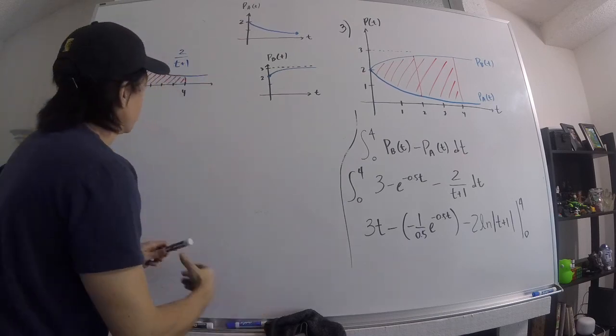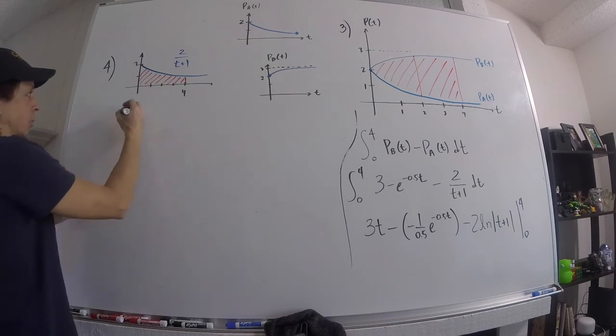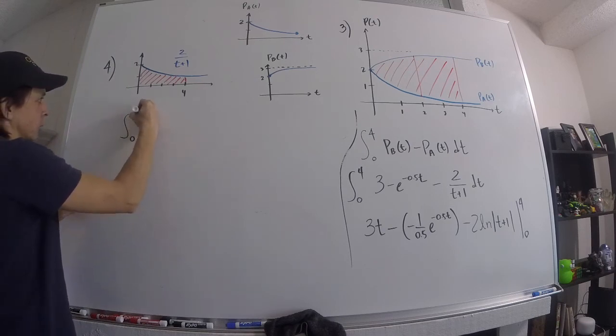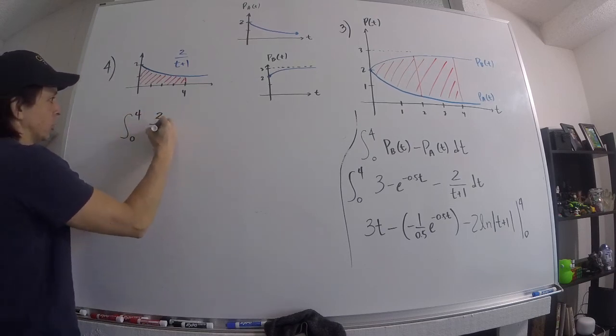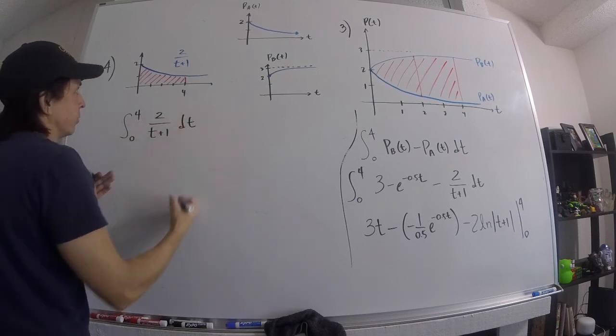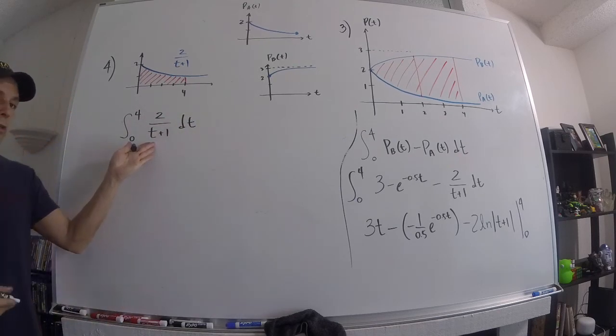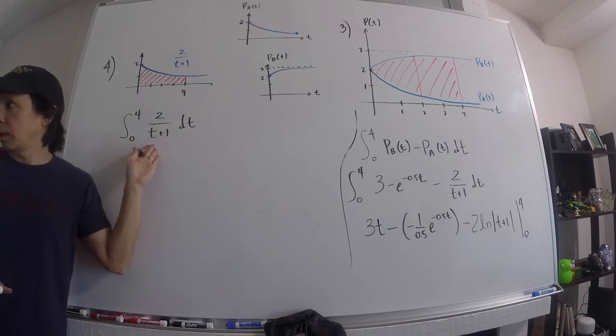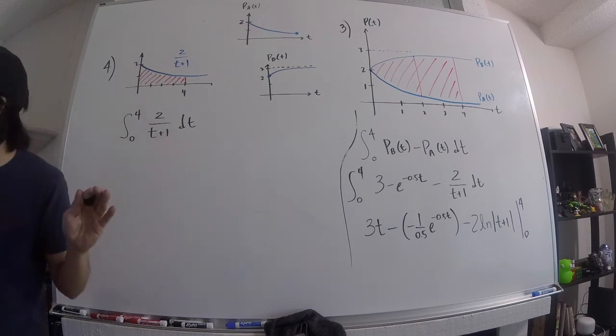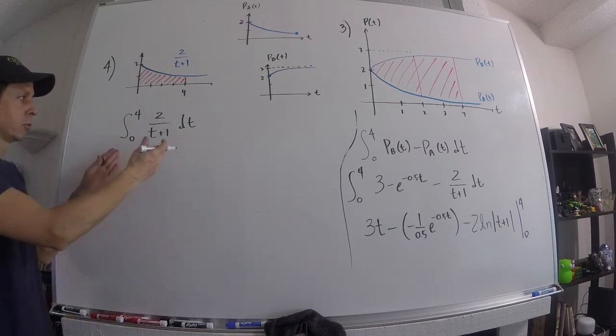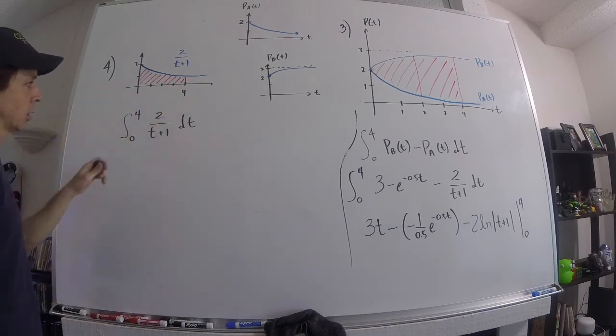Okay, we're just integrating, and we kind of did it over there, so I wanted to reuse that, but let's see what we're going to reuse. 2 over t plus 1. That's all we're doing, integrating the profit function of just that one plan A, over 0 to 4 years, so 0 to 4. Okay, that's what we're doing.